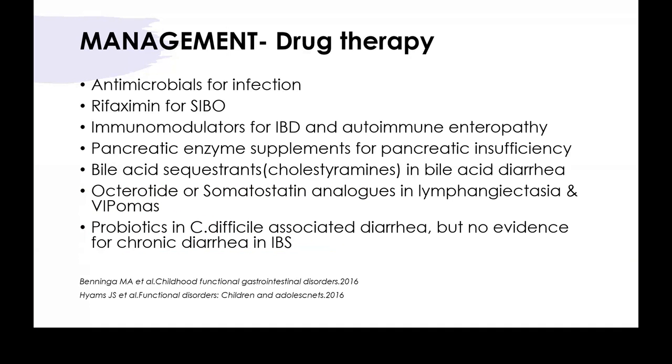So when you are going into drug therapy, again, for specific conditions, specific drugs have been used. Antimicrobials for infection: you can use broad spectrum cephalosporins, and in certain conditions you can use ciprofloxacin. Based on the etiological agent and your blood and stool cultures, you can treat with antibiotics. Rifaximin is a specific group of antibiotic used for small intestinal bacterial overgrowth. So bacterial overgrowth should be treated with rifaximin.